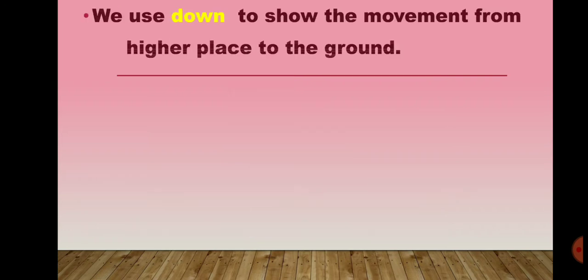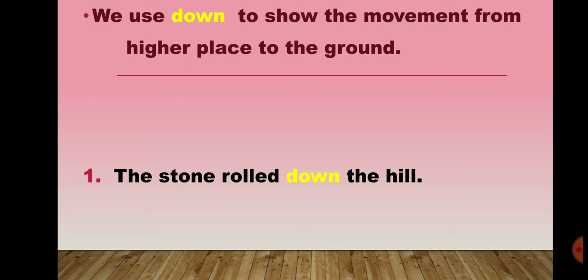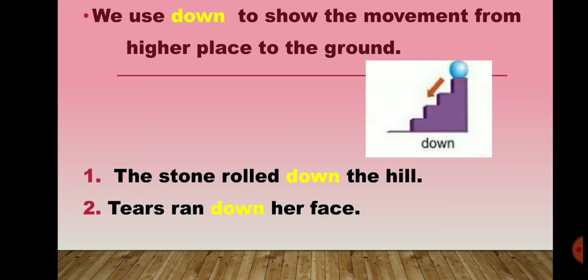We use down to show the movement from a higher place to the ground. The stone rolled down the hill. Tears ran down her face. See this picture? The ball is coming down the stairs. When something is moving from a higher place to the ground, we use down.